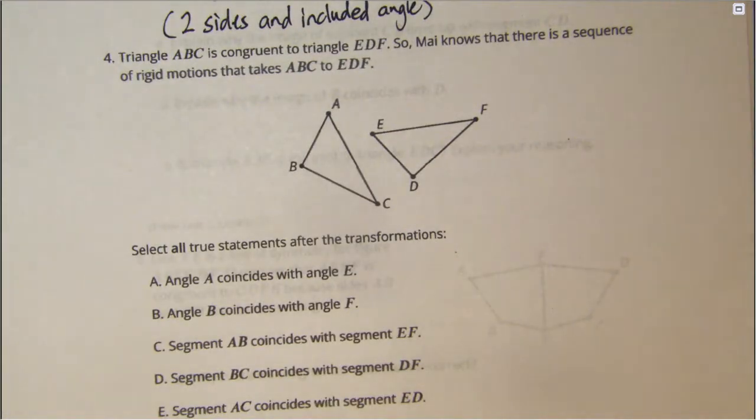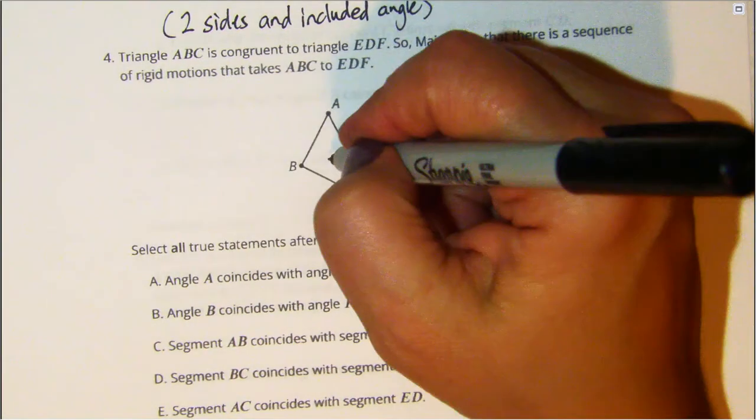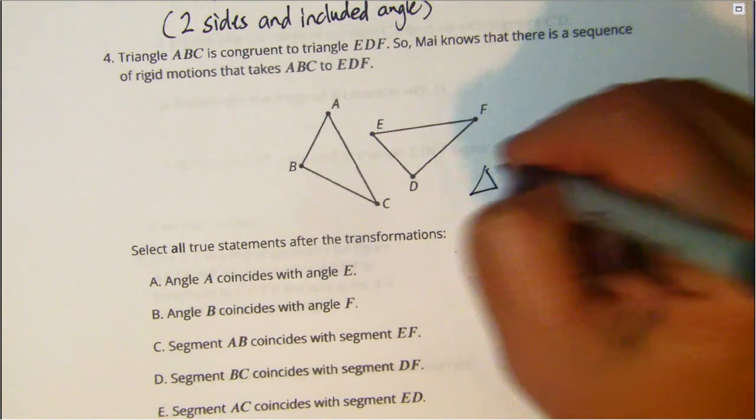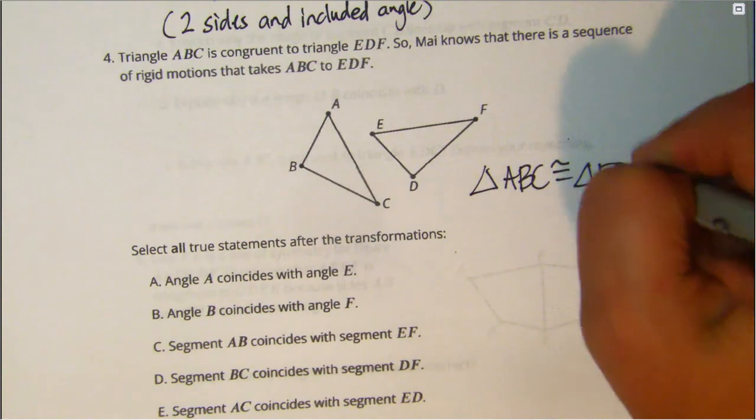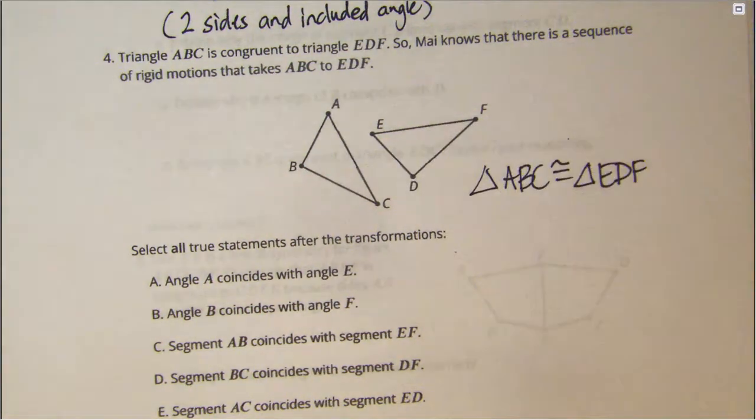Number 4, triangle ABC is congruent to triangle EDF. So Maya knows that there's a sequence of rigid motions that takes ABC to EDF. I'm going to write that a little bit bigger over here. So I know those two are congruent because a rigid motion goes from here to here.